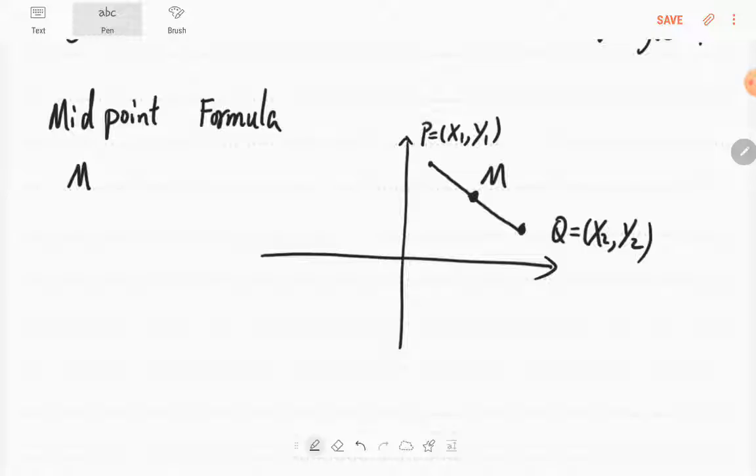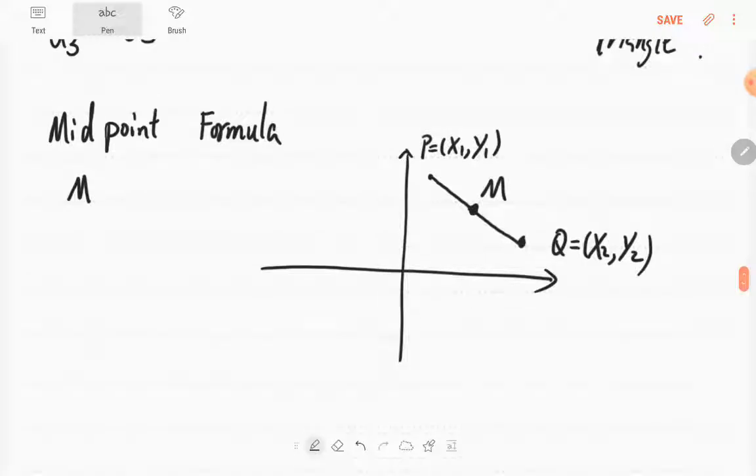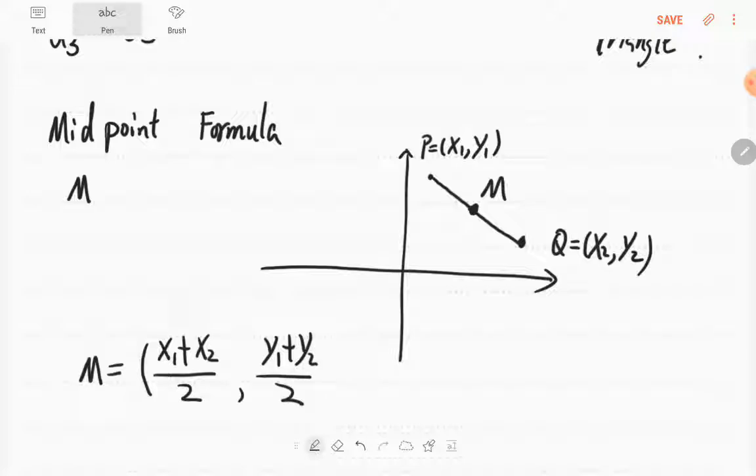So what is M? The middle point M can be written as the average of the x-coordinates of these 2 points, so x1 plus x2 divided by 2. And the y-coordinate is the average of the y-coordinates of P and Q, so y1 plus y2 over 2.